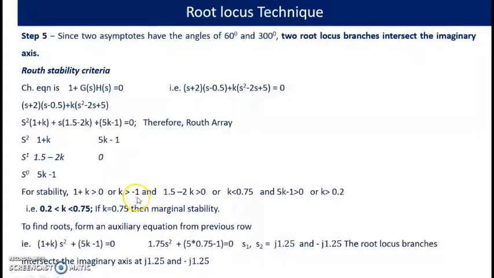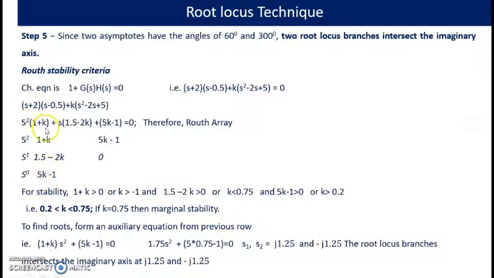K greater than minus 1, we can ignore the negative values for K. So 0.2 less than K less than 0.75. If K is equal to 0.75, then marginal stability. When K less than 0.75, system is stable. When K greater than 0.75, system is unstable. If it is equal, marginal stability.